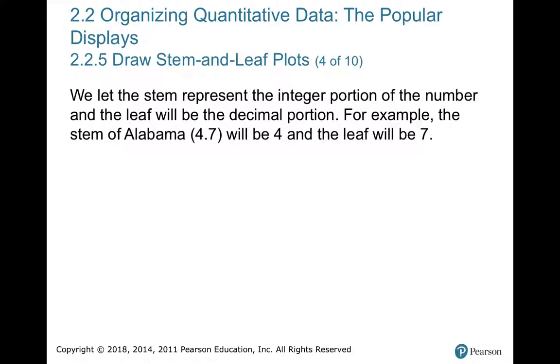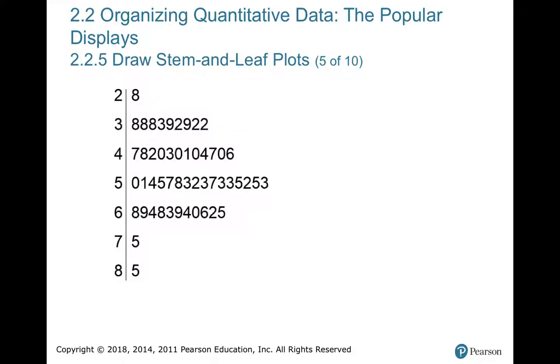So, for example, Alabama was 4.7, so the leaf is going to be 7, and the stem would be 4. So then what we do is we put all of our stems in order. You want them in numerical order, counting up on the left-hand side of a line, and then we're going to put all of our leaves over on the right-hand side that go with that number.